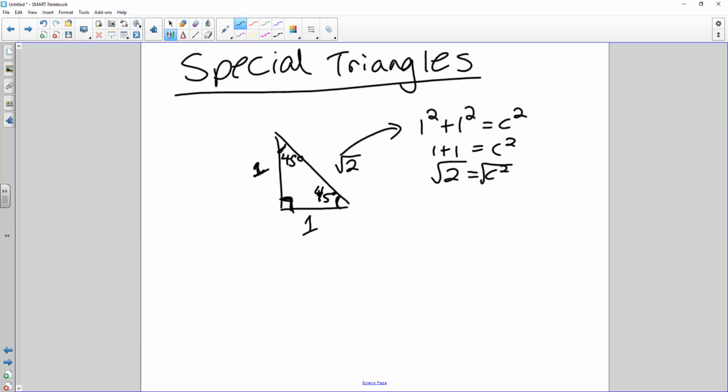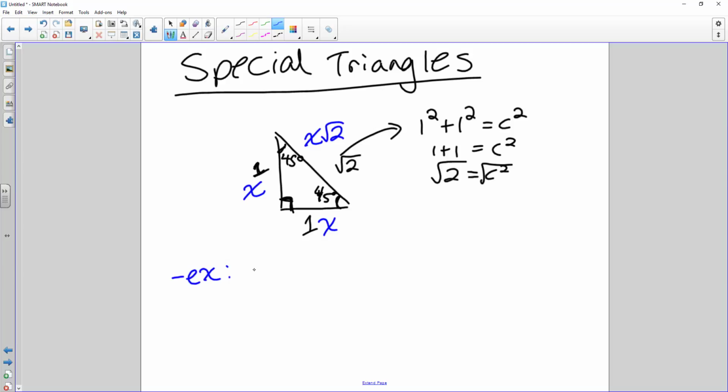But I'm going to generalize this. So now I'm going to generalize that the hypotenuse is always going to be x root 2 if the legs are x. So whatever the legs are, x, the hypotenuse is always going to be x root 2. So here's an example where I can use this.